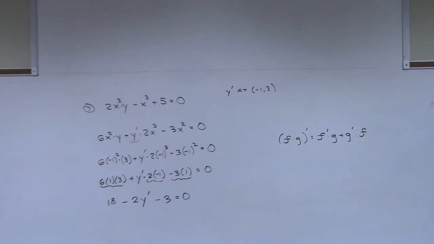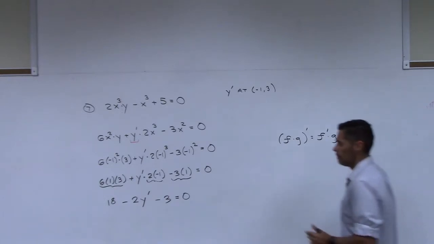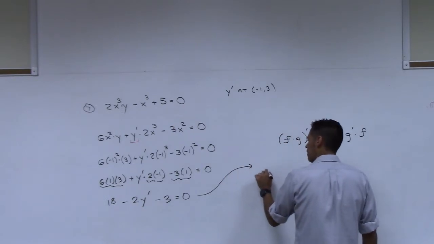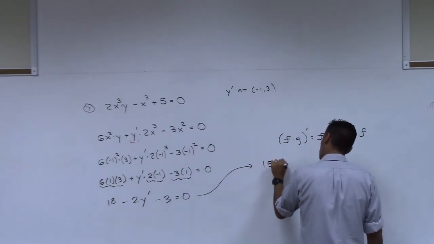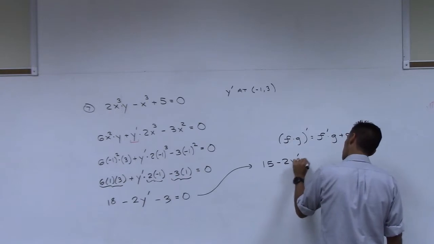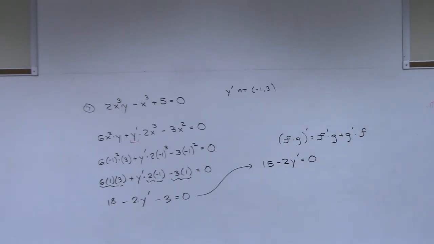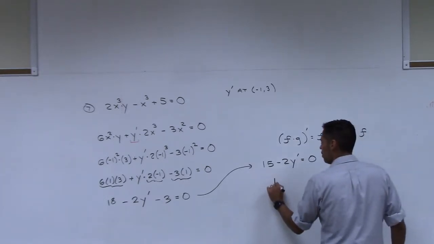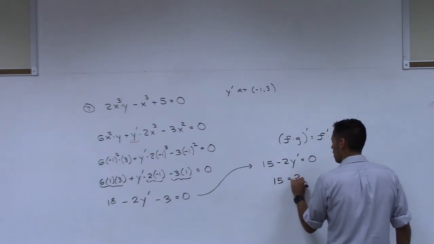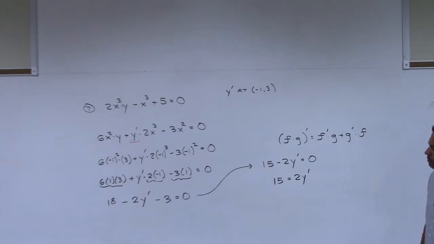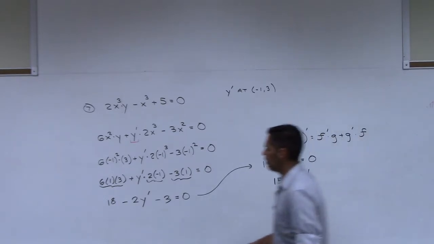Remember, I'm trying to get y prime by itself. So this becomes, how about I write 15 minus 2y prime equals 0? So I just did 18 minus 3, didn't I, on the left side? 18 minus 3 is 15. Now I'm going to move. Where? Where?